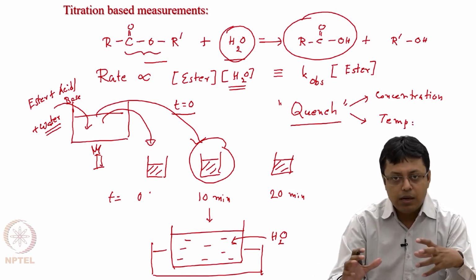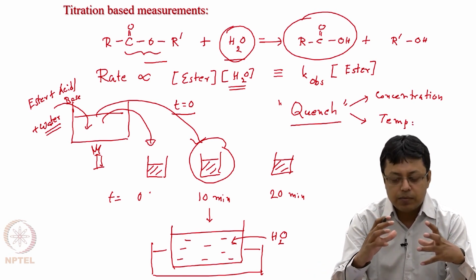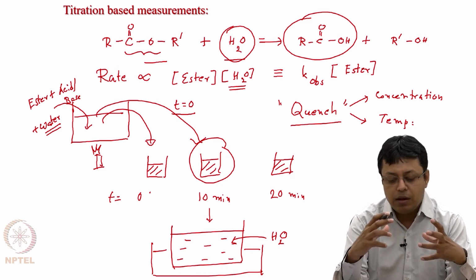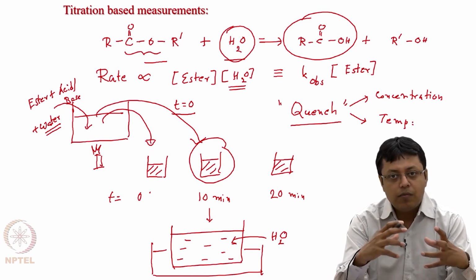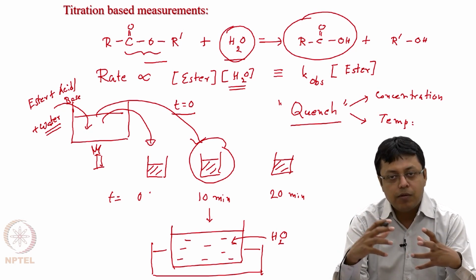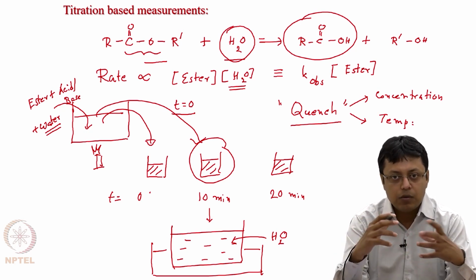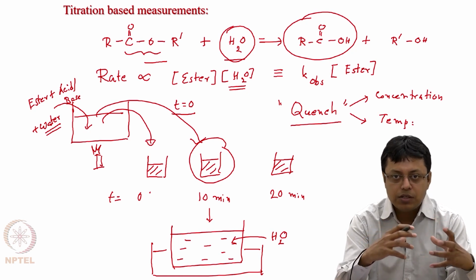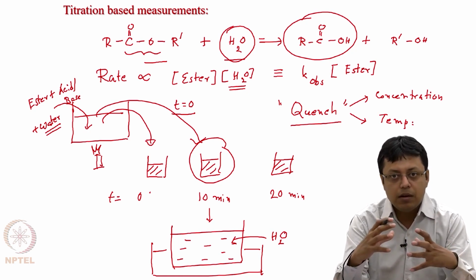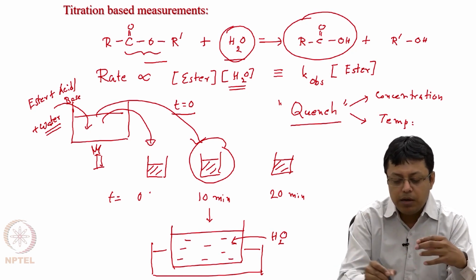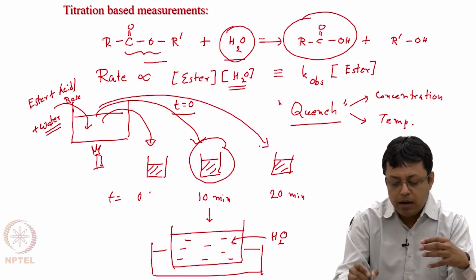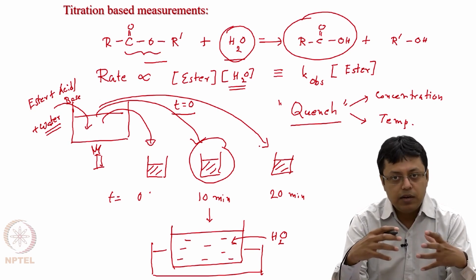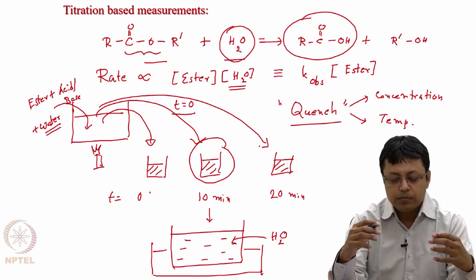So you cool down the temperature so that you can arrest the reaction. After 10 minutes, if you arrest the reaction, you can approximate that whatever volume of acid you are titrating, you can get back to the concentration that corresponds to the amount of acid after 10 minutes of progress. Similarly, after 20 minutes also the story will be the same. And by quenching, you made sure that the reaction itself did not proceed during your measurement.